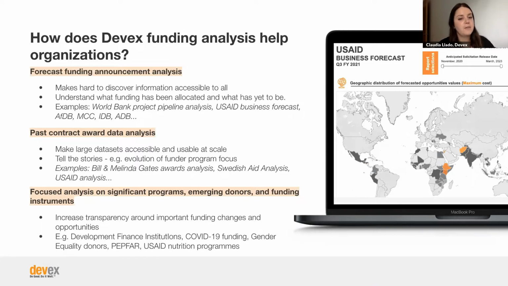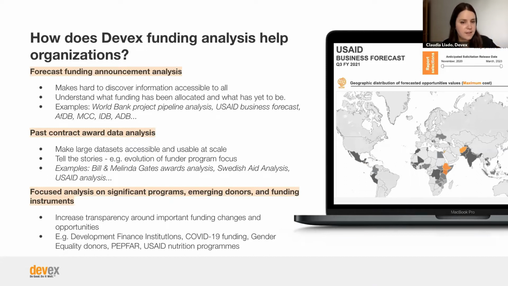Now, we also have pieces on past contract award data analysis. We realized that there was quite a lot of data that was valuable to organizations, but wasn't accessible to them. This is important because it shows trends as to how priorities have evolved for donors over the years and what their direction of travel might be. Our analysts and journalists help our organizations really understand that story behind the data.